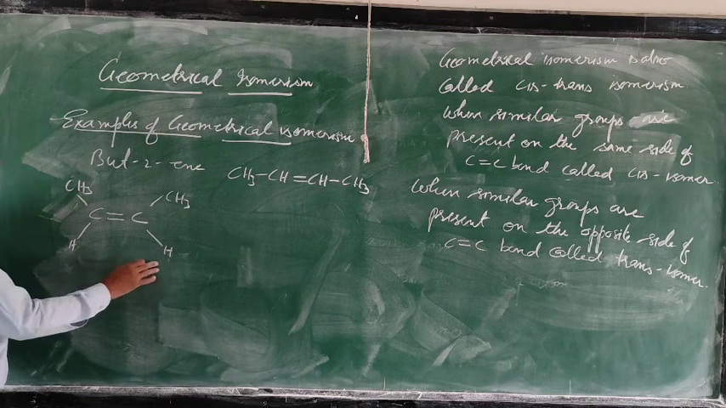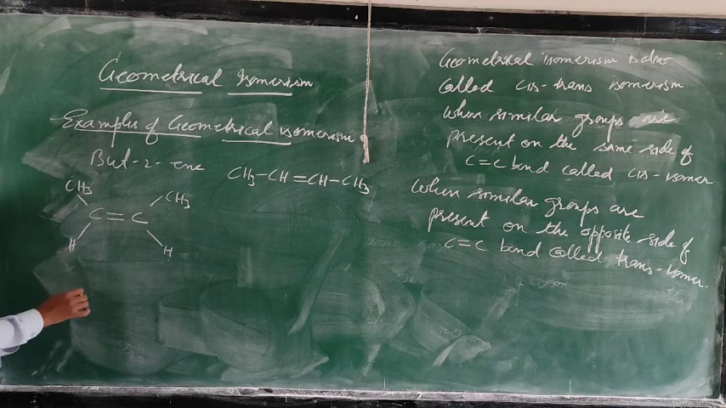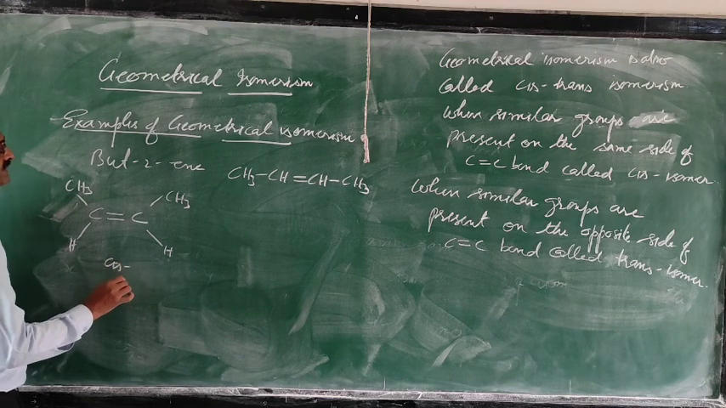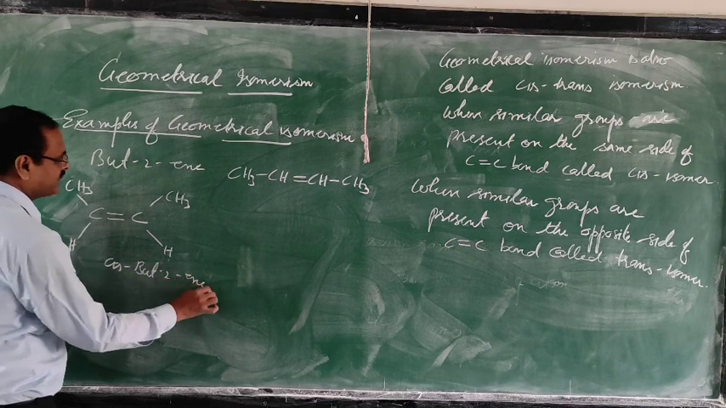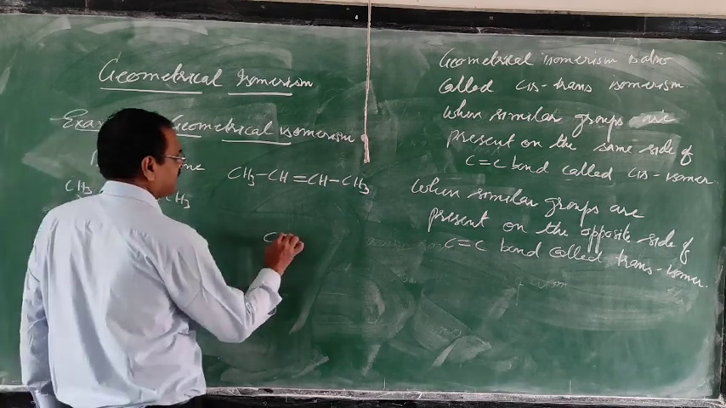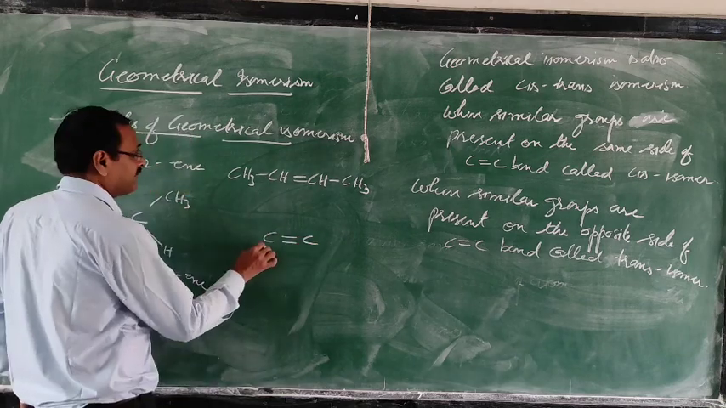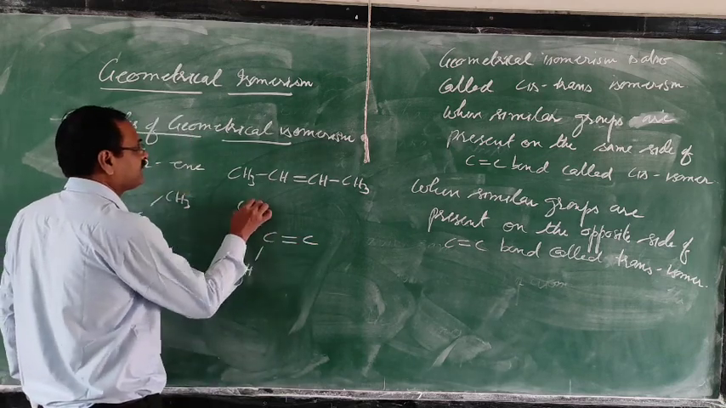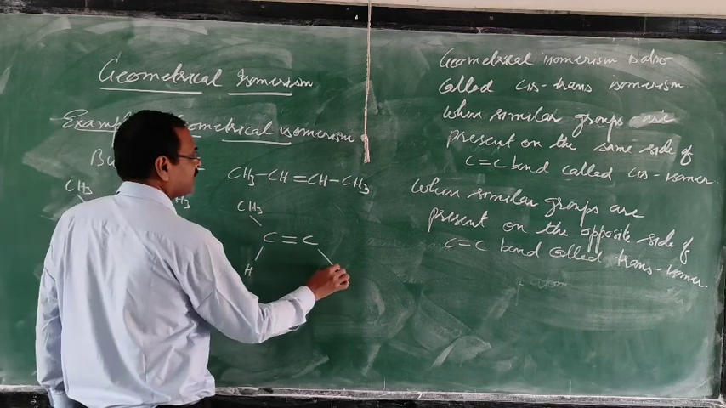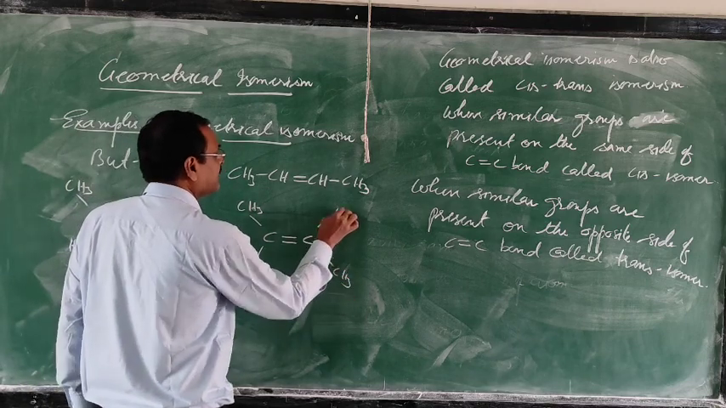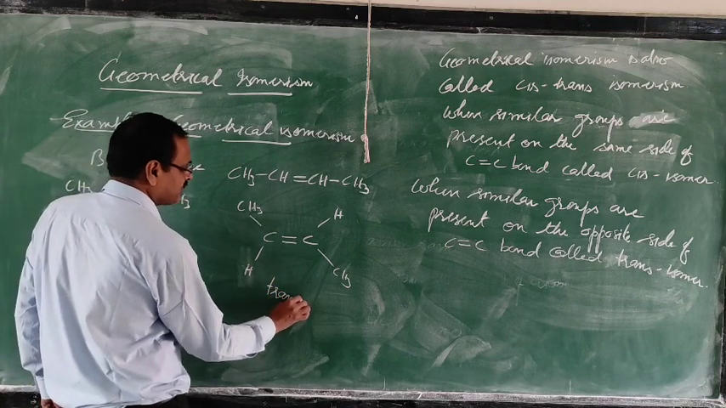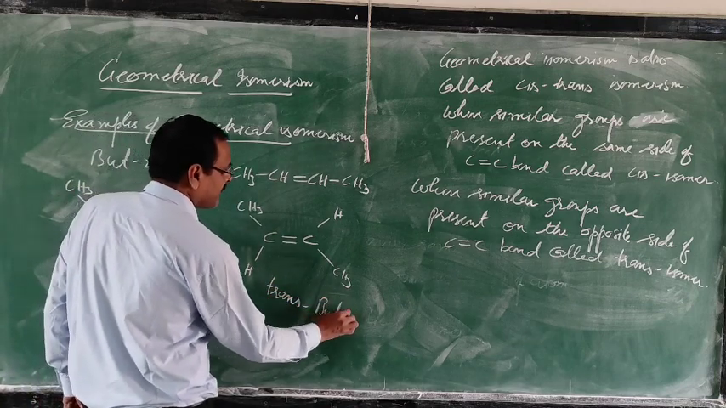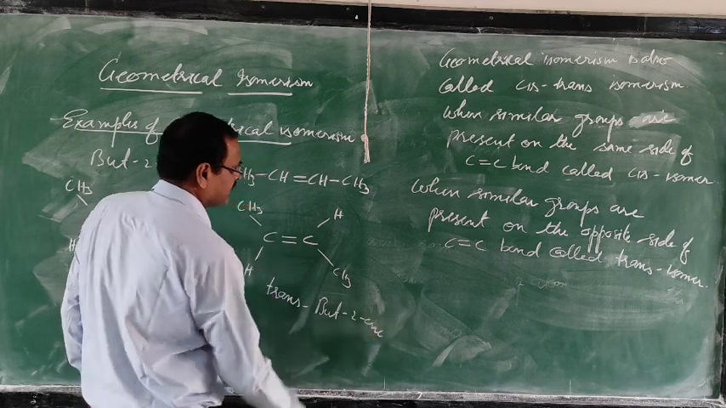So similar atoms on the same side of the carbon double bond. This one is cis but-2-ene. Then another one is that carbon double bond with H, CH3, CH3. This one is called trans but-2-ene.